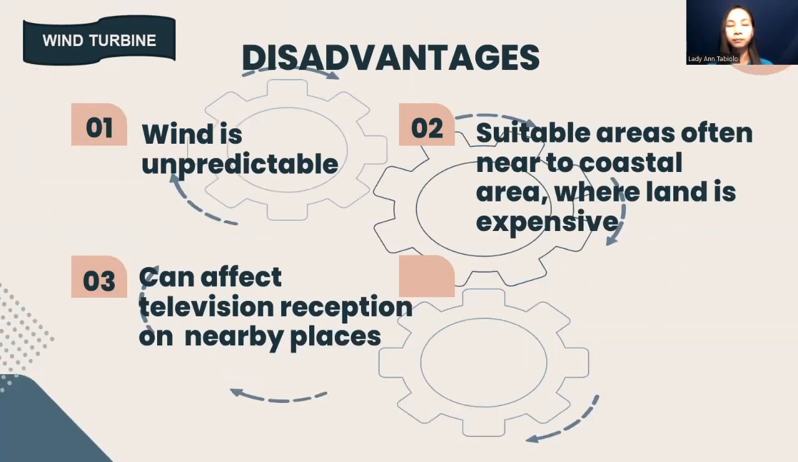Next po natin, dako naman po tayo dito sa disadvantages. Ayan. Wind is unpredictable. Yung speed ng wind is hindi siya continuous 24/7. Halimbawa, ang hangin ngayon is 40 km/h, hindi siya palaging ganun. Nagbabago-bago siya. Minsan mahina, minsan malakas.